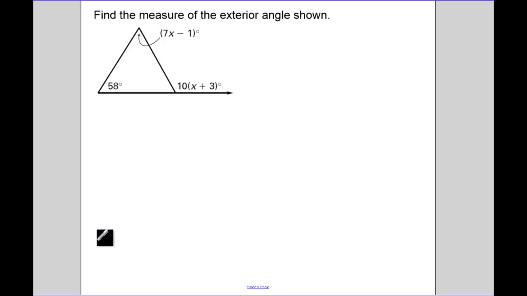Next example, find the measure of the exterior angle shown. So I know this is an exterior angle. This is a remote interior angle, and 58 is the remote interior angle. So 10x plus 3, the exterior angle equals the sum of the remote interior angles.